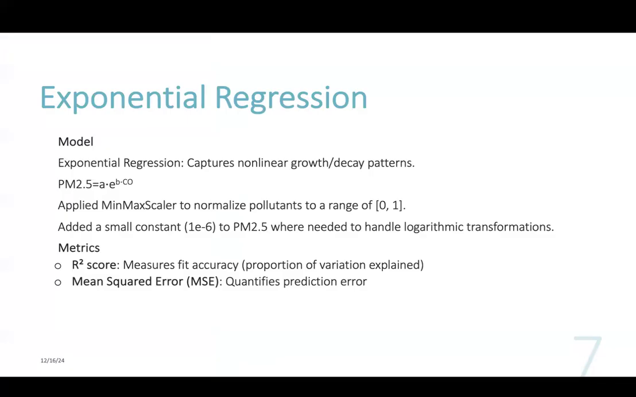We first started with the exponential regression algorithm. This captures nonlinear growth or decay patterns. We applied the min max scaler to normalize the pollutants to a range of 0 to 1, and also added a small constant to PM 2.5 to handle the logarithmic transformations and extremely large values. Our two main metrics to measure the performance of the algorithm were the R square score, which measures the fit accuracy, and the mean square error, which quantifies the prediction error.